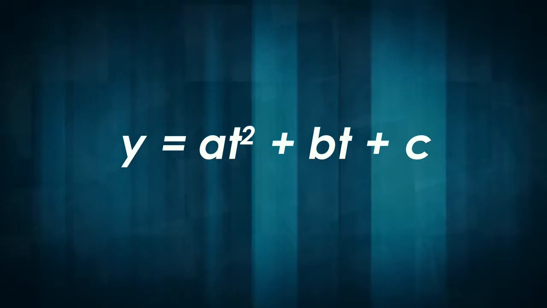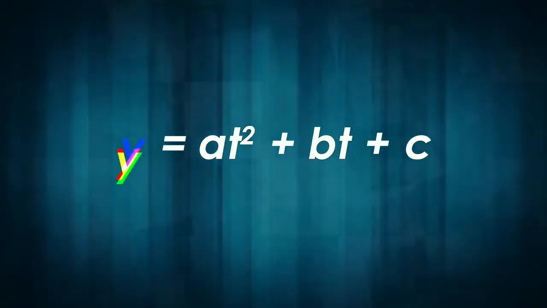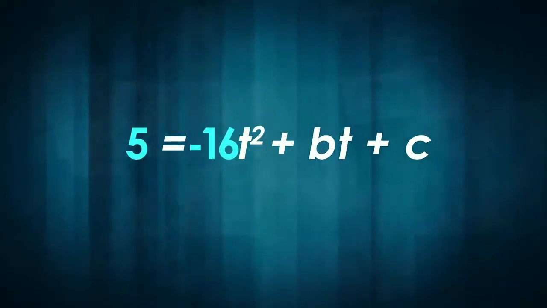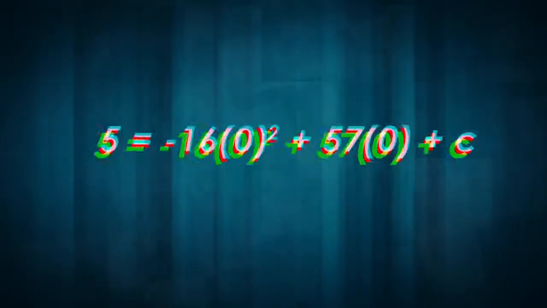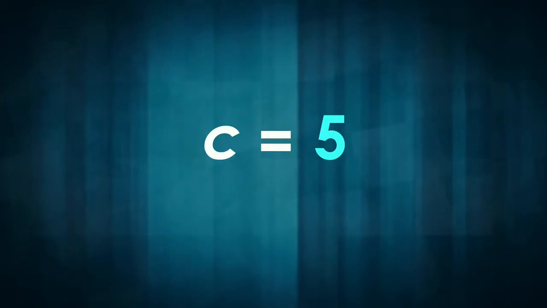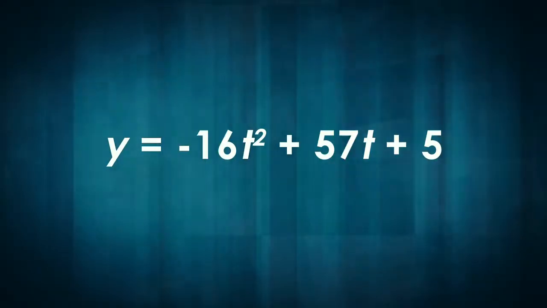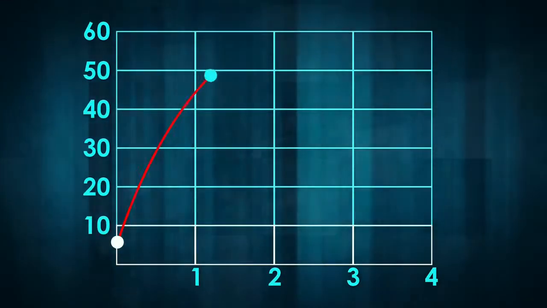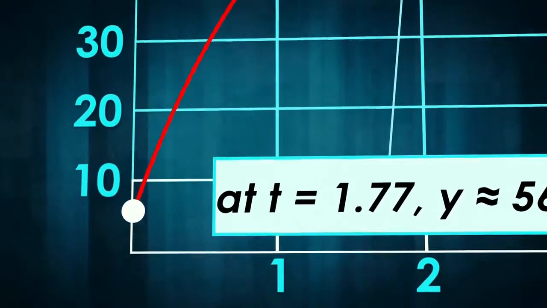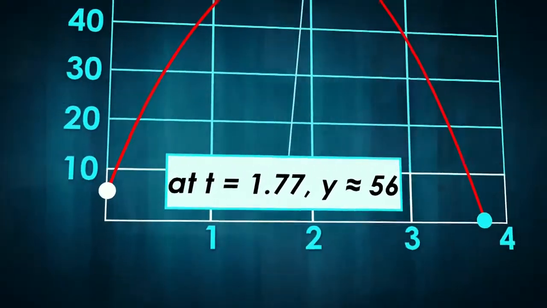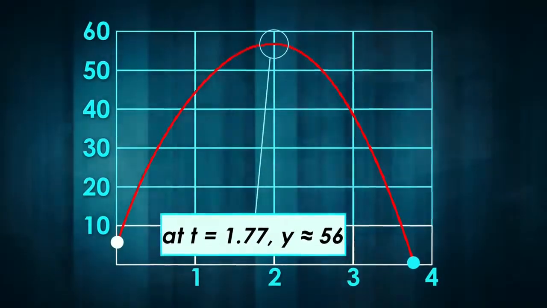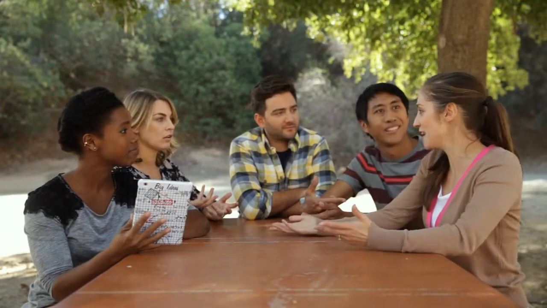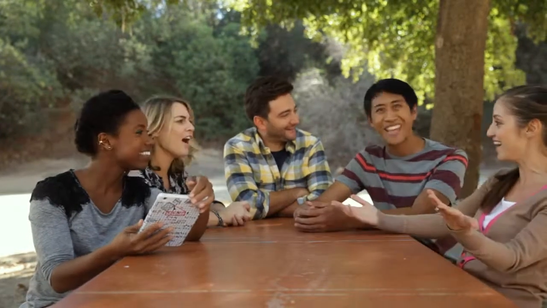So we can plug everything we know into the equation. y equals 5, a equals negative 16, b equals 57, and t equals 0. Simplifying gives us c equal to 5, and that's it. We have our equation. Okay, so let's see if that works. At t equals 1.77, then y is roughly 56 feet. Which is pretty much what we guessed, right? We said 55 feet. Nice.